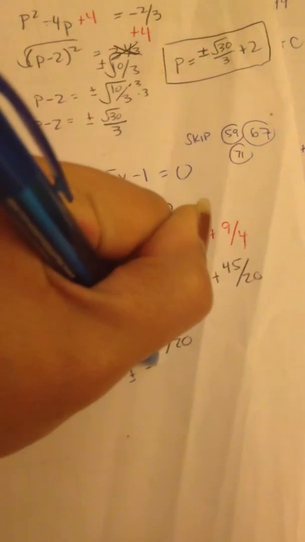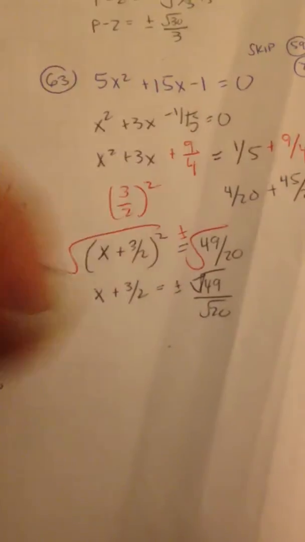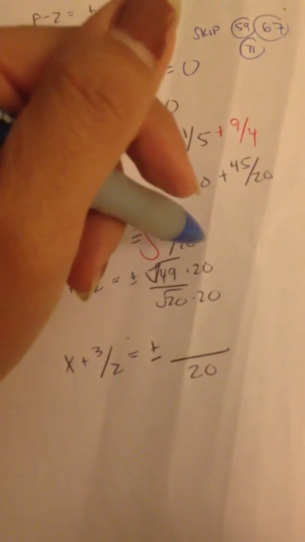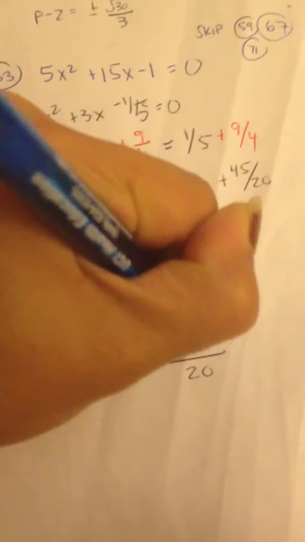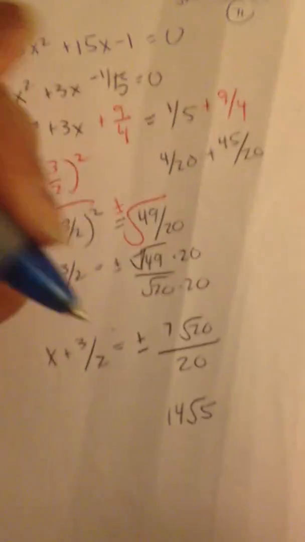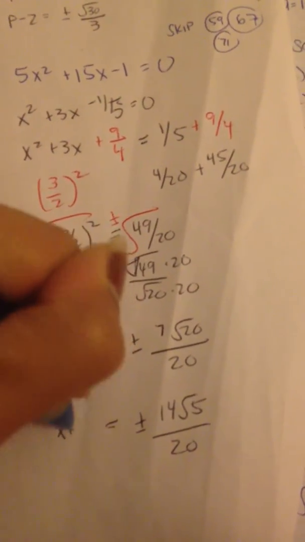The square root of 49 is 7. Square root of 49 over the square root of 20. I don't want to have a square root sign in my denominator, so I'm going to multiply the top and the bottom by square root of 20 just to get rid of it. These are such ugly problems. Square root of 20 times square root of 20, square root of 400, which is 20. And then this chunk over here, it's going to be 7 root 20, which equals, what is that? 14 root 5 over 20, plus or minus, equals x plus 3 halves.